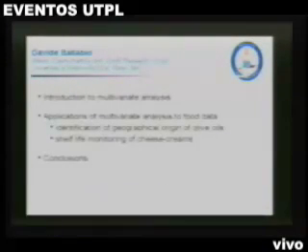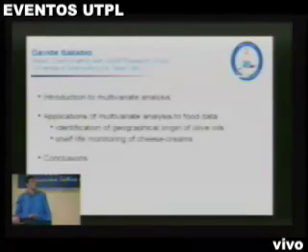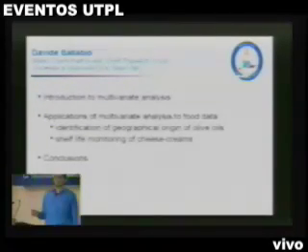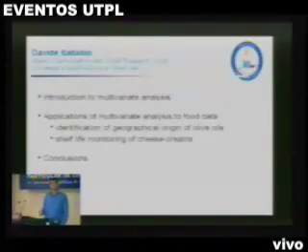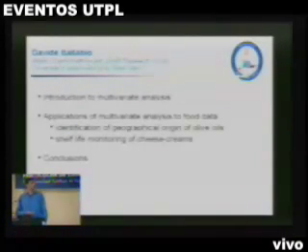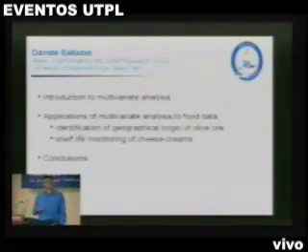So we are going to see what multivariate statistics is. We are going to see two applications. The first one is the identification of the geographical origin of olive oils, and the second one is the shelf life monitoring of cheese. And of course, we are going to see some conclusions on this topic.